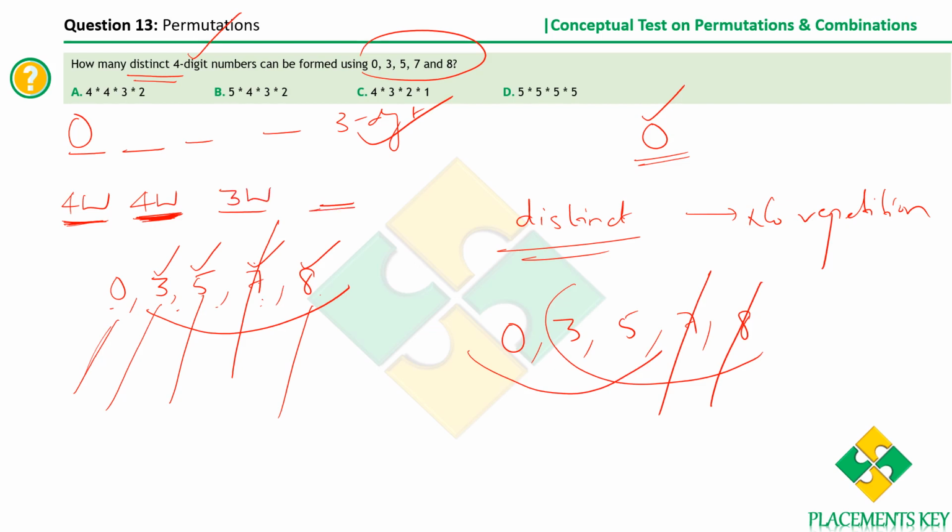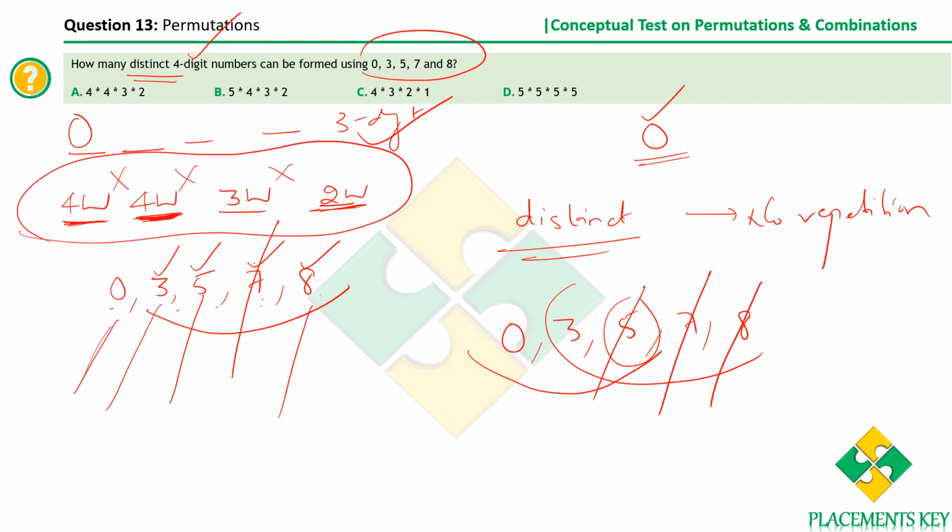Now this can be filled in how many ways? 2 ways, because again it gets cancelled, right? Because if some number comes, let's assume 5 has come here, that can't come here. Therefore this can be filled in 4 into 4 into 3 into 2 ways. Into, because it's a 4-digit number.